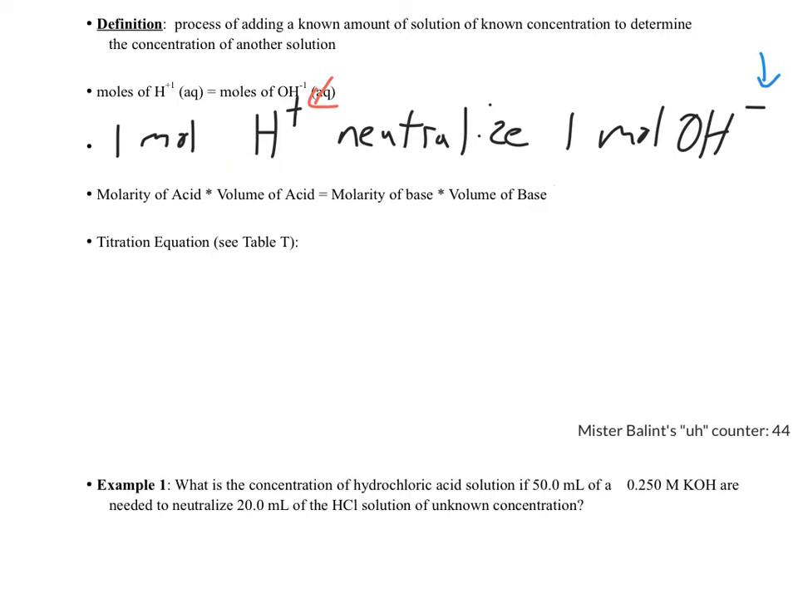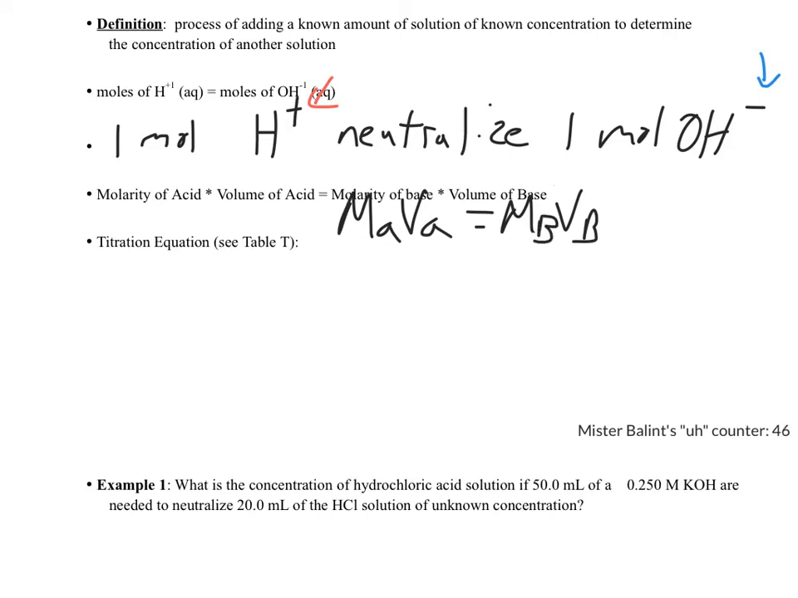The formula is Ma, which stands for molarity of the acid, Va, which stands for the volume of the acid, should equal Mb times Vb, again, for molarity of the base and volume of the base. That formula is given to you.